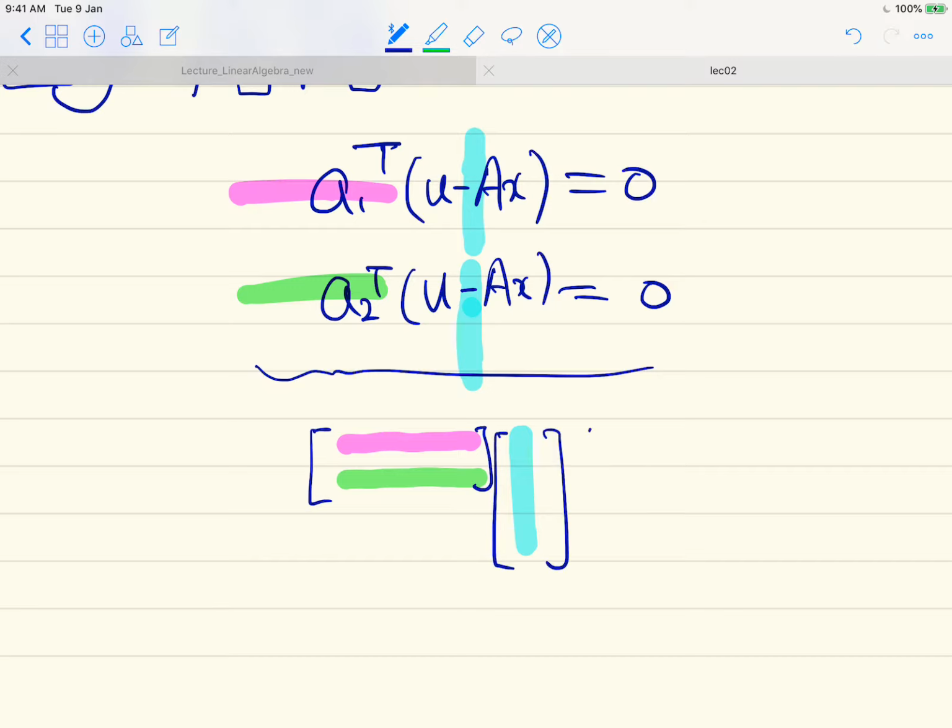Okay, so it will be 0 and 0. So this is one single matrix equation that we have to satisfy. I mean, we are just going over the normal equation and its derivation. So far, does it make sense? Any questions so far?